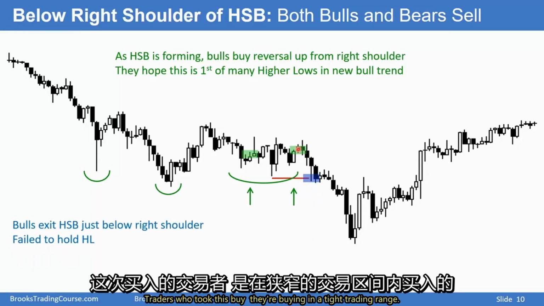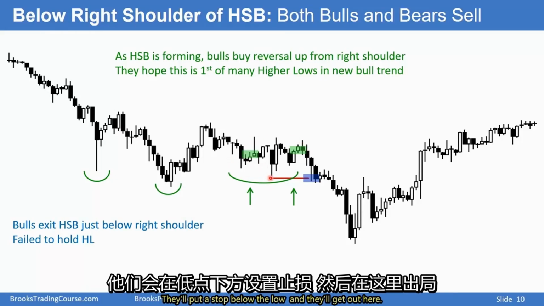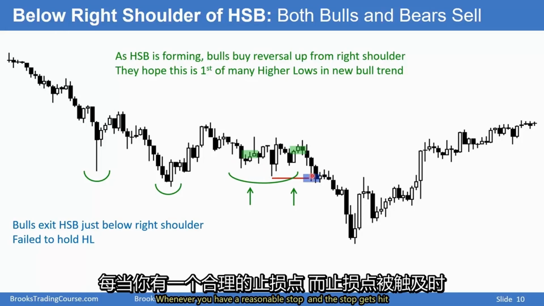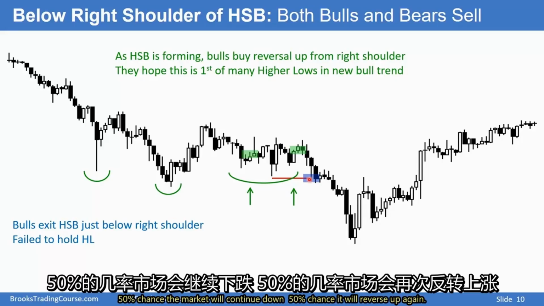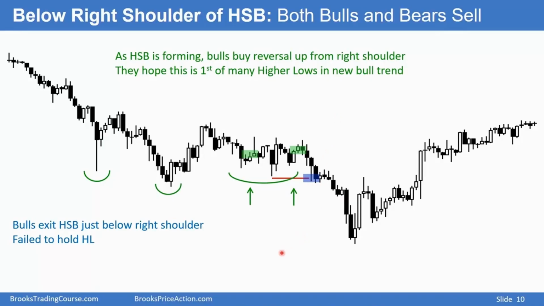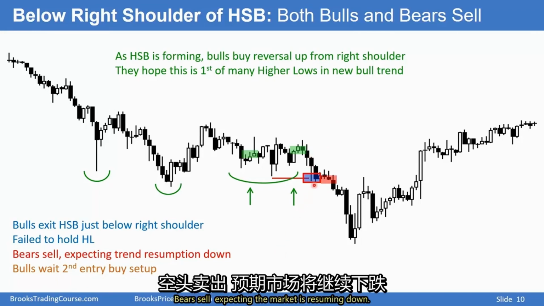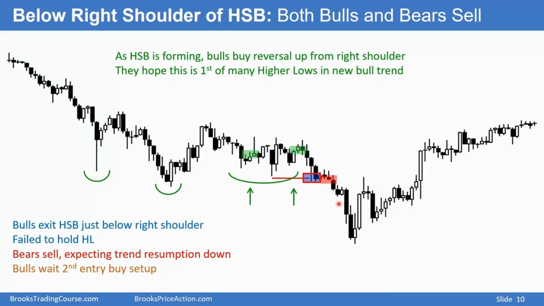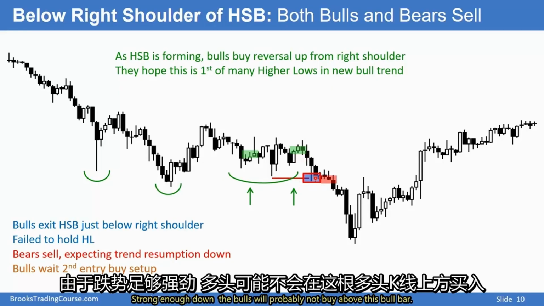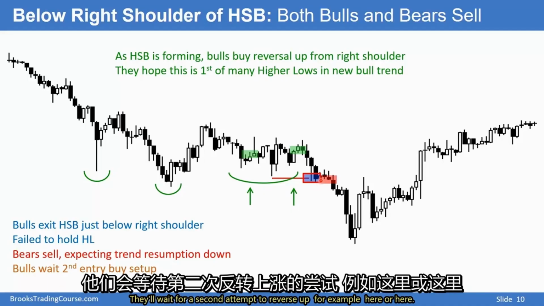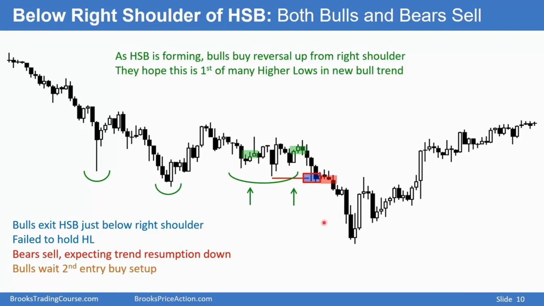Traders who took this buy, they're buying in a tight trading range. They'll put a stop below the low and they'll get out here. Whenever you have a reasonable stop and the stop gets hit, 50% chance the market will continue down, 50% chance it will reverse up again. Bears sell, expecting the market is resuming down. Strong enough down, the bulls will probably not buy above this bull bar. They'll wait for a second attempt to reverse up, for example, here or here.